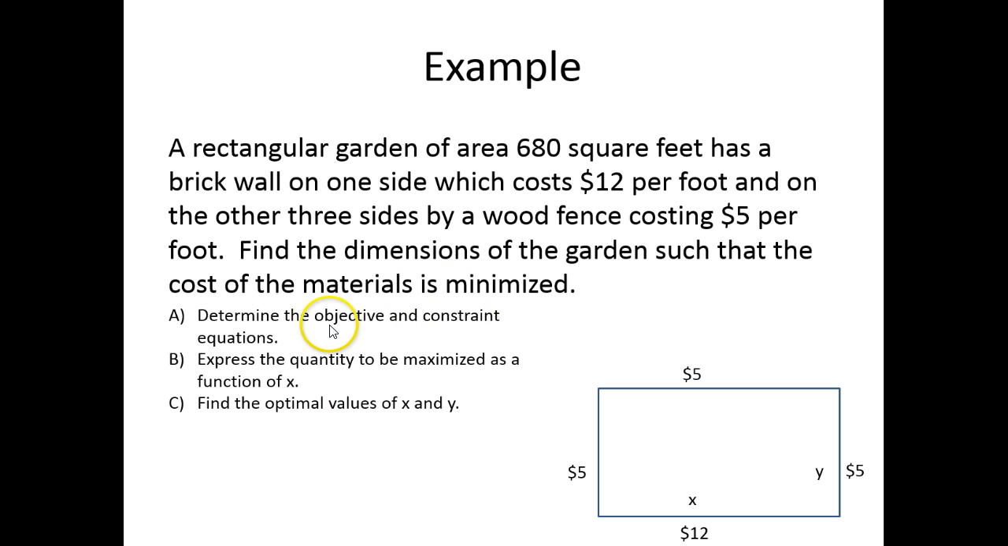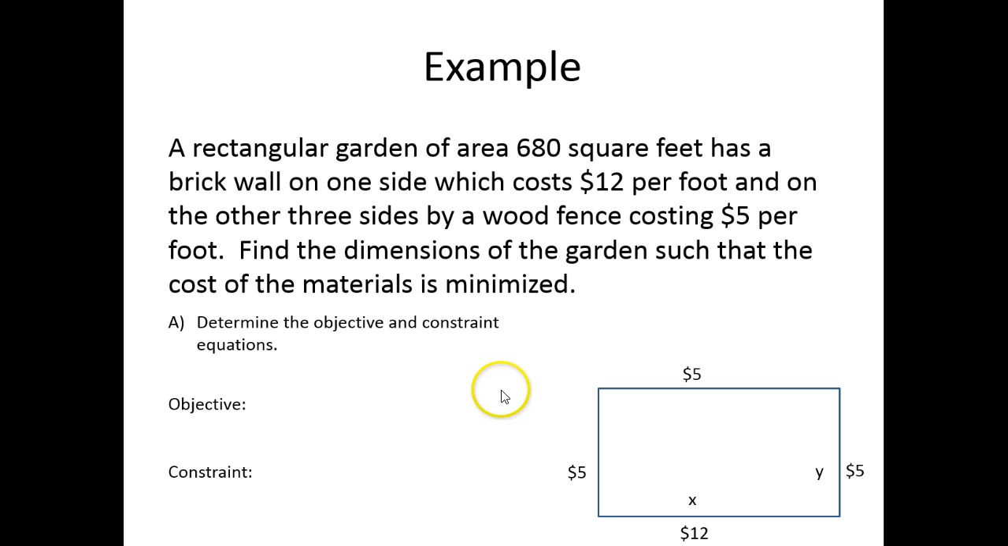Same three steps: getting our objective and constraint equations, expressing the quantity to be maximized as a function of x, and then optimizing the values of x and y. Now this one's subtly different. The objective is what we want to optimize. Notice here, we want to minimize our cost. This is different than what we had before. Before we wanted to maximize the area. So our equations are actually going to be reversed in this case.